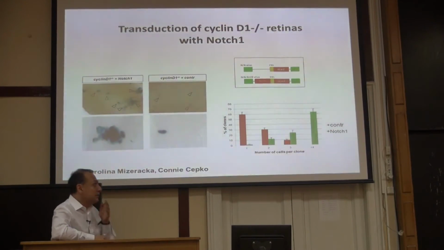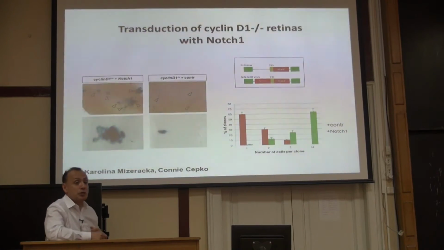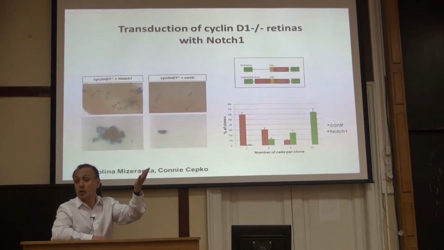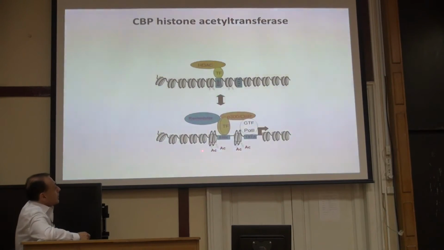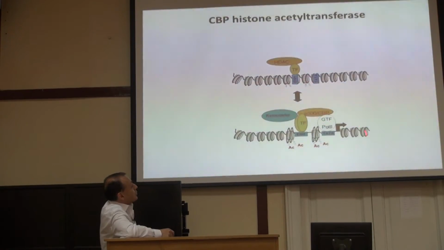So I think that this provides maybe some convincing evidence that indeed the low level of Notch is contributing to the phenotype, because if you raise the level of Notch, you can correct this proliferation deficiency. So we think that cyclin D1 is sitting on the promoter and is turning off the expression of Notch.